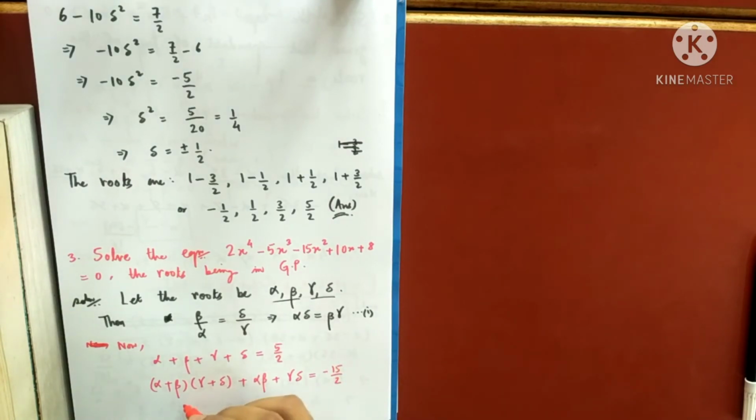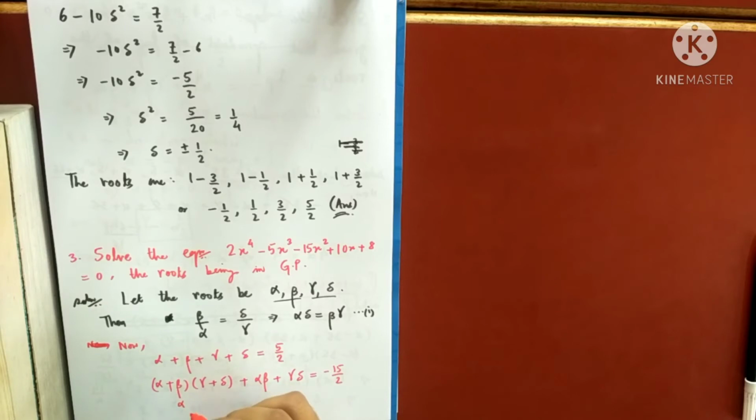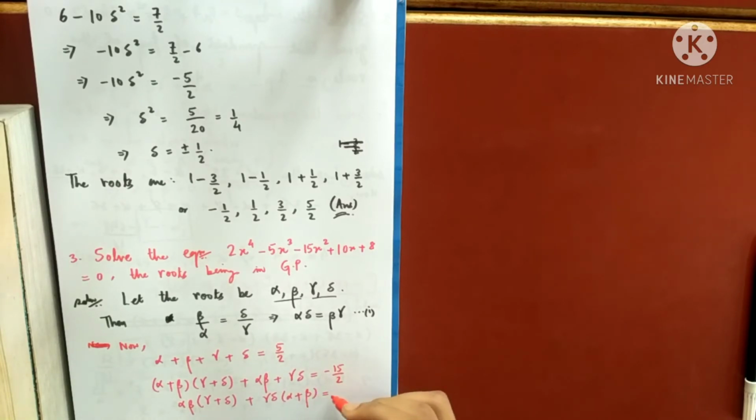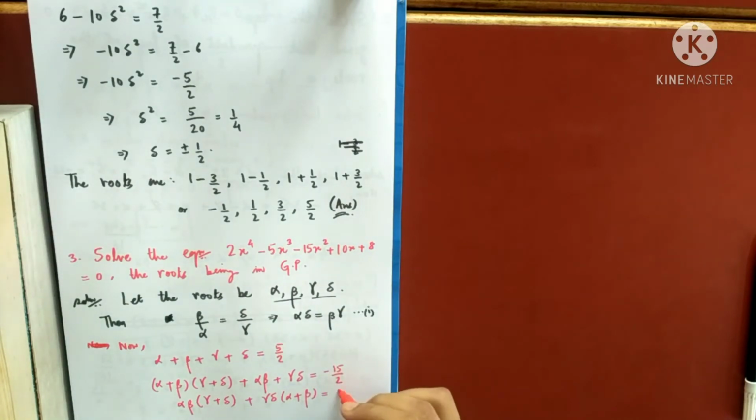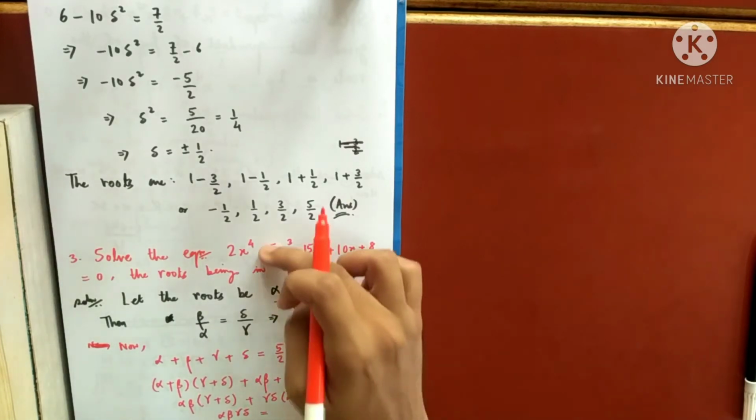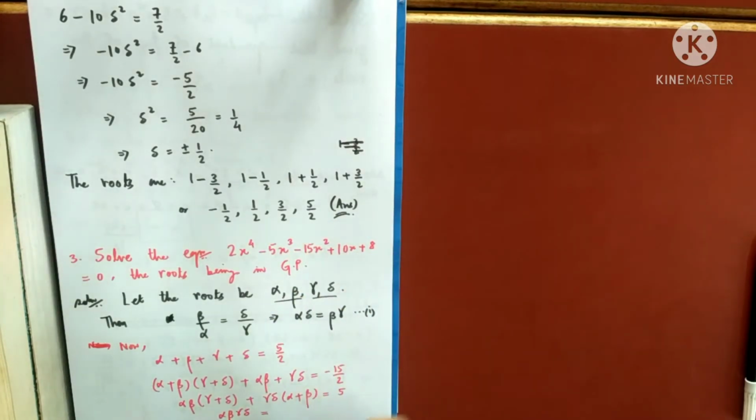Next, the third relation was alpha beta into gamma plus delta plus gamma delta into alpha plus beta. This is nothing but c minus plus then minus, so 10 by 2, which is 5. And the last one, alpha into beta into gamma into delta, this will be minus plus minus plus, so 8 by 2, which is 4. I have these four relations.